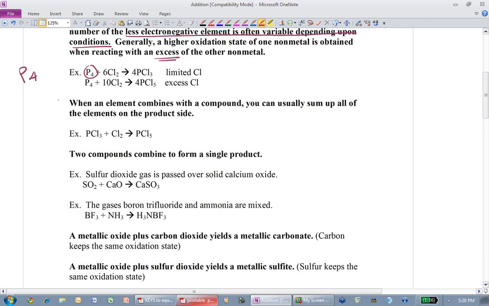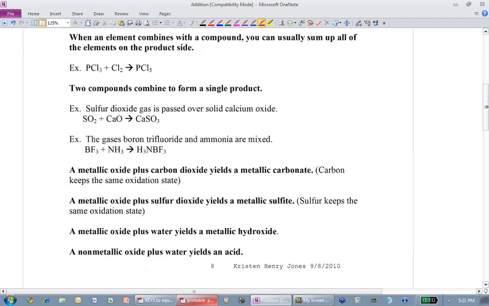And then we would have to balance the equation, of course, and react it with chlorine, and we would make 4 PCl3s. And we could do the same thing with excess chlorine and make PCl5. So that's what this is saying. Generally, the higher oxidation state of one nonmetal is obtained when reacting with an excess of the other. So what's the oxidation state on this P? That would be a +3, and the oxidation state on this P is a +5.